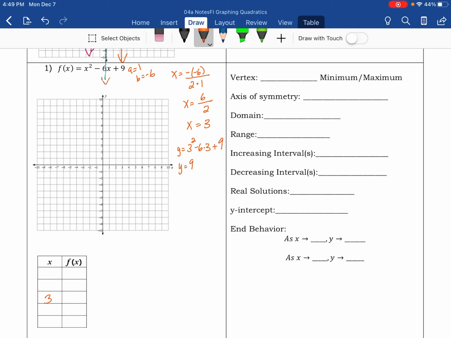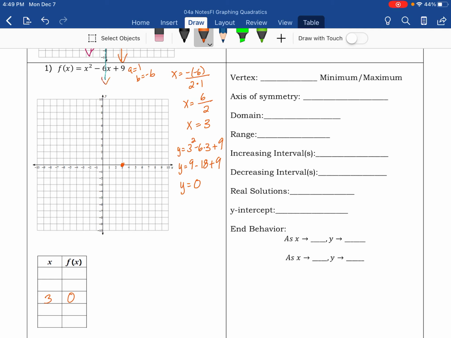Always plug it into the original problem. Y is equal to, and you can just put this in, so minus 18 plus 9. Y is equal to 9 minus 18 is negative 9. Negative 9 plus 9 is 0. So it's going to be 3, 0.